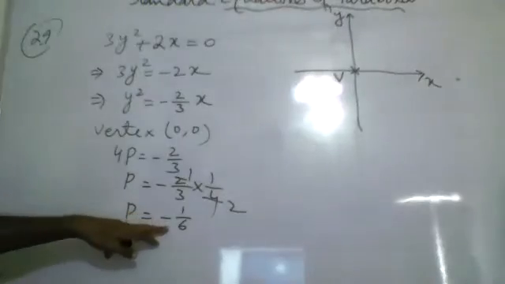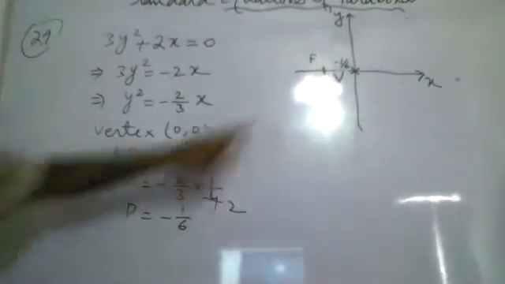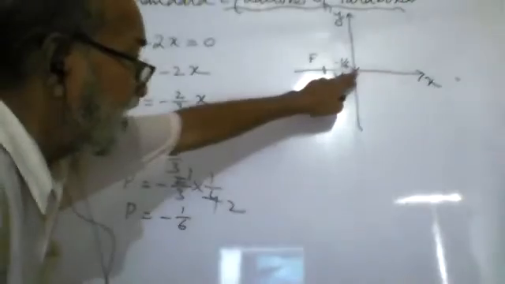So it may be over there or it may be over there. Because P is minus 1 upon 6, here, minus 1 upon 6 will be the focus. This distance will be minus 1 upon 6. From the vertex to the focus will be the distance, the value of P. So minus 1 upon 6 is the distance from F to V. This is the V, vertex. I am writing it. Origin.